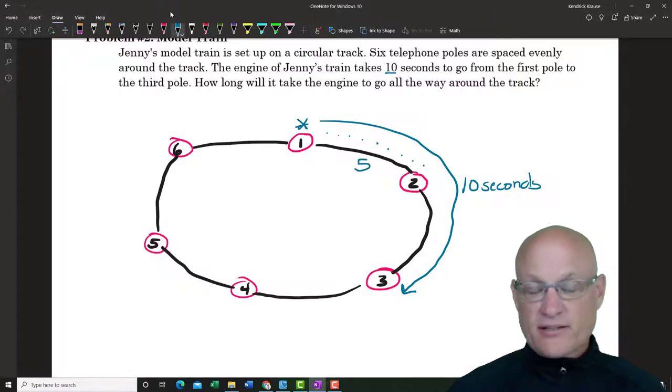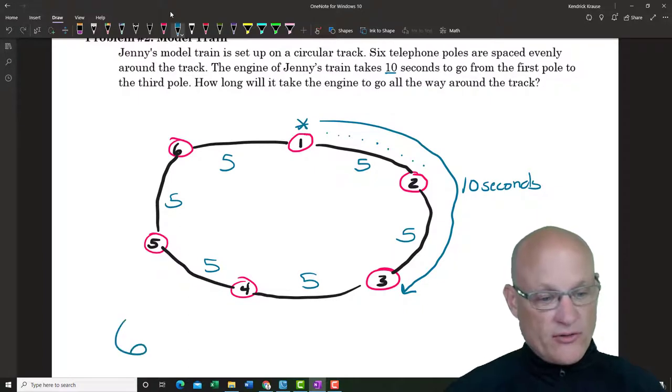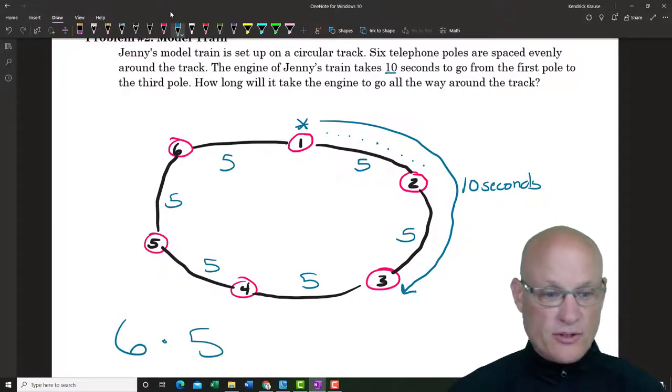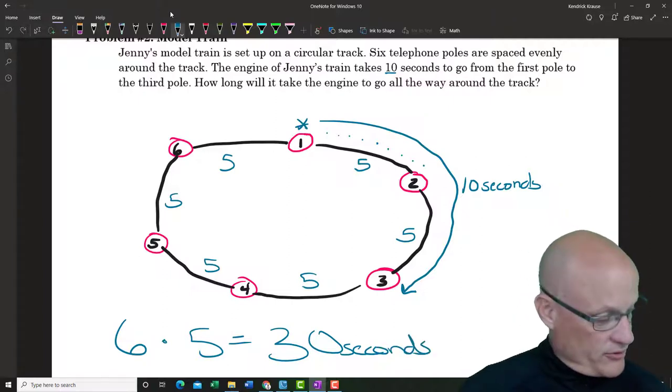The way it's saying, it's going to take 5 seconds to go from one pole to the second. It's 5 seconds here, 5 seconds here, 5 seconds here, 5 seconds here, 5 seconds here. So 6 times 5. Is it 6 times 5? 1, 2, 3, 4, 5, 6. 6 times 5 is 30 seconds. Wow, that problem wasn't too bad.